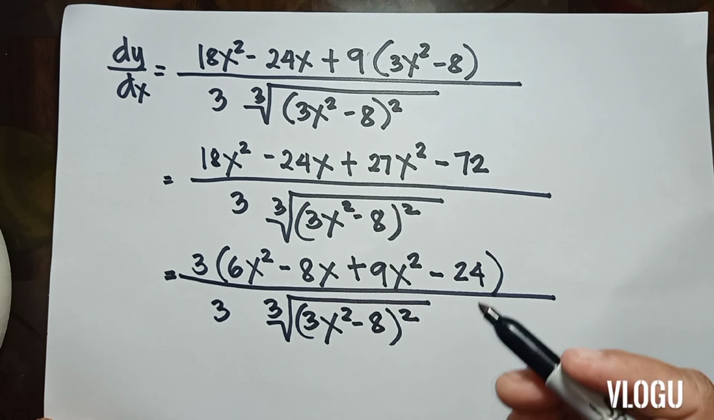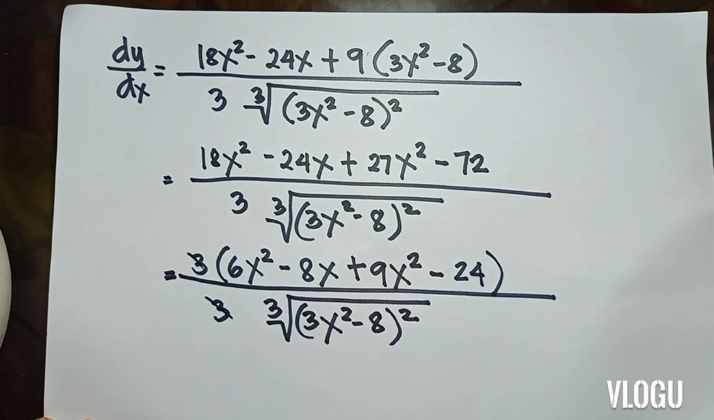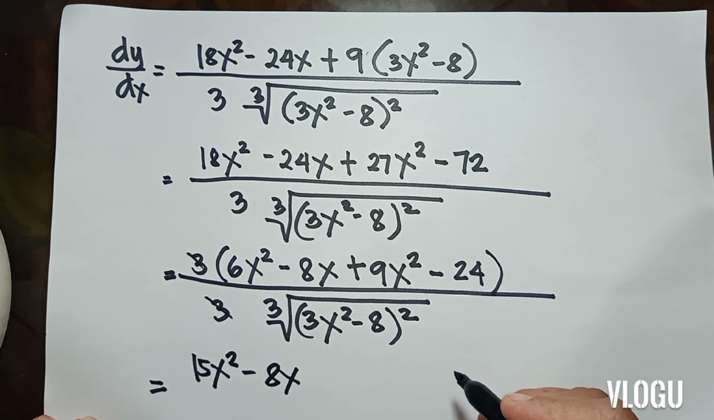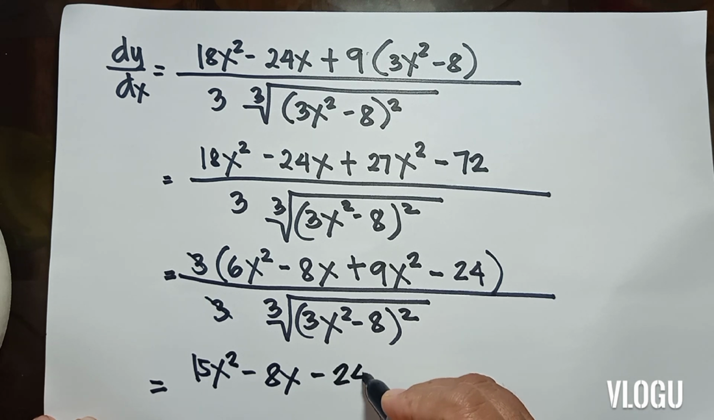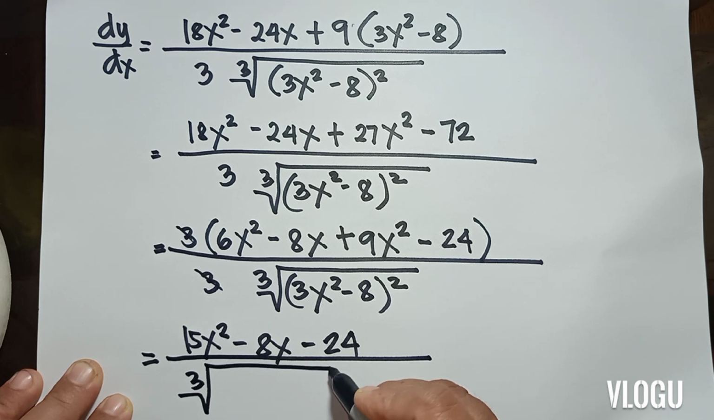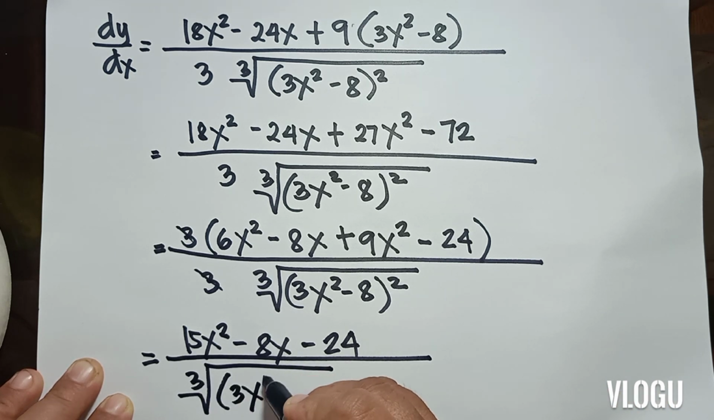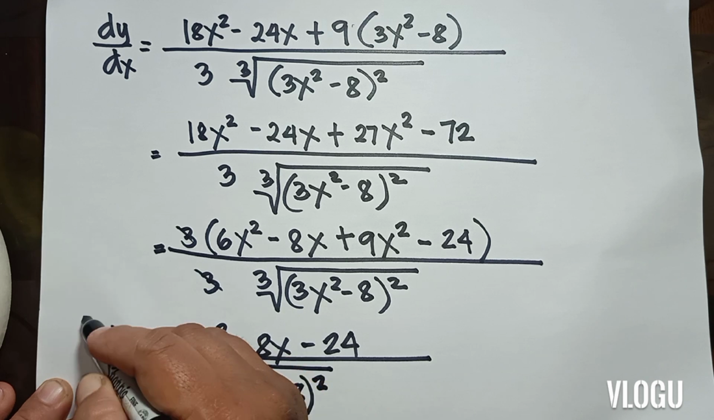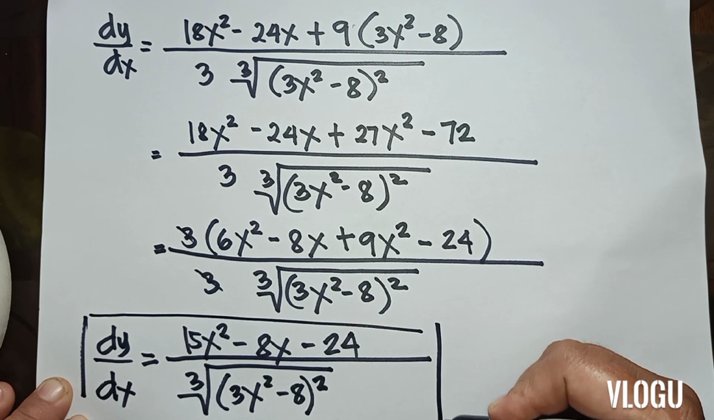So, we can cancel 3 here. We can cancel 3. So, what is being left here? Our final answer is equal to 6 plus 9, so you will have 15x squared minus 8x minus 24, over the cube root of 3x squared minus 8, squared. So, this is now our dy over dx, and that is our final answer.